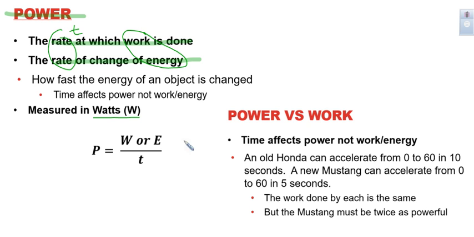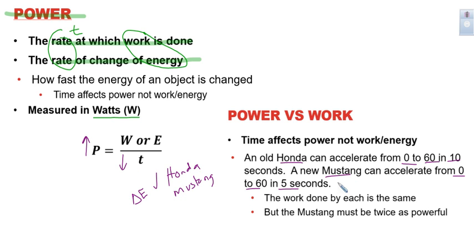So I mentioned that power dealt with time, but none of our other stuff did. What we mean by that is if we have a car that can go from 0 to 60 in 10 seconds, and another car that goes from 0 to 60 in 5 seconds, both of them went from 0 to 60. So regardless of whether I'm talking about my Honda or my Mustang, I'm going to say that they both have the same change of energy each. But because my Mustang was faster, it took less time. That meant that it was more powerful.